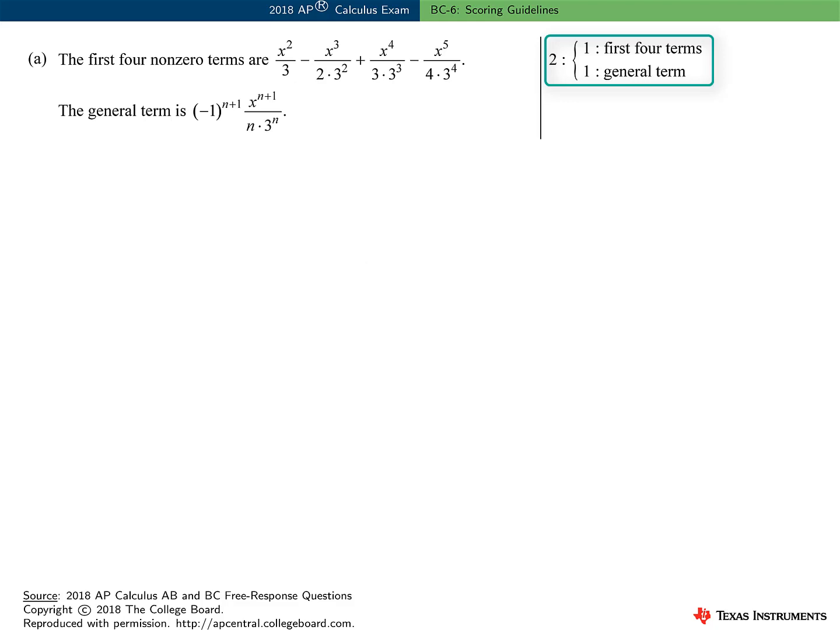Part A was worth 2 points. The first point was for writing the first four terms of the Maclaurin series. On the scoring standard, the first four terms are written as part of a sum, but the terms could be presented in a simple list. And the second point was for writing the general term of the Maclaurin series. And the general term could also be presented using summation notation.